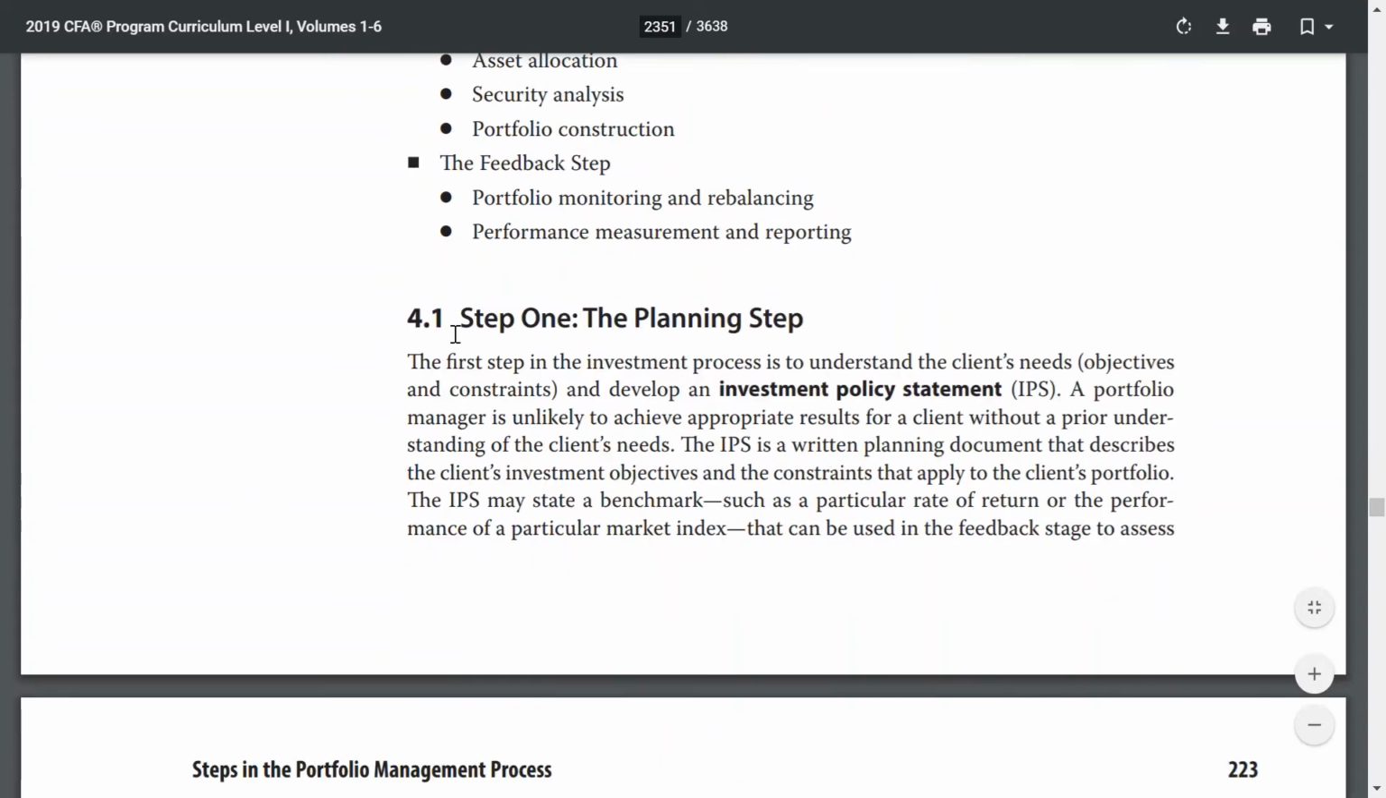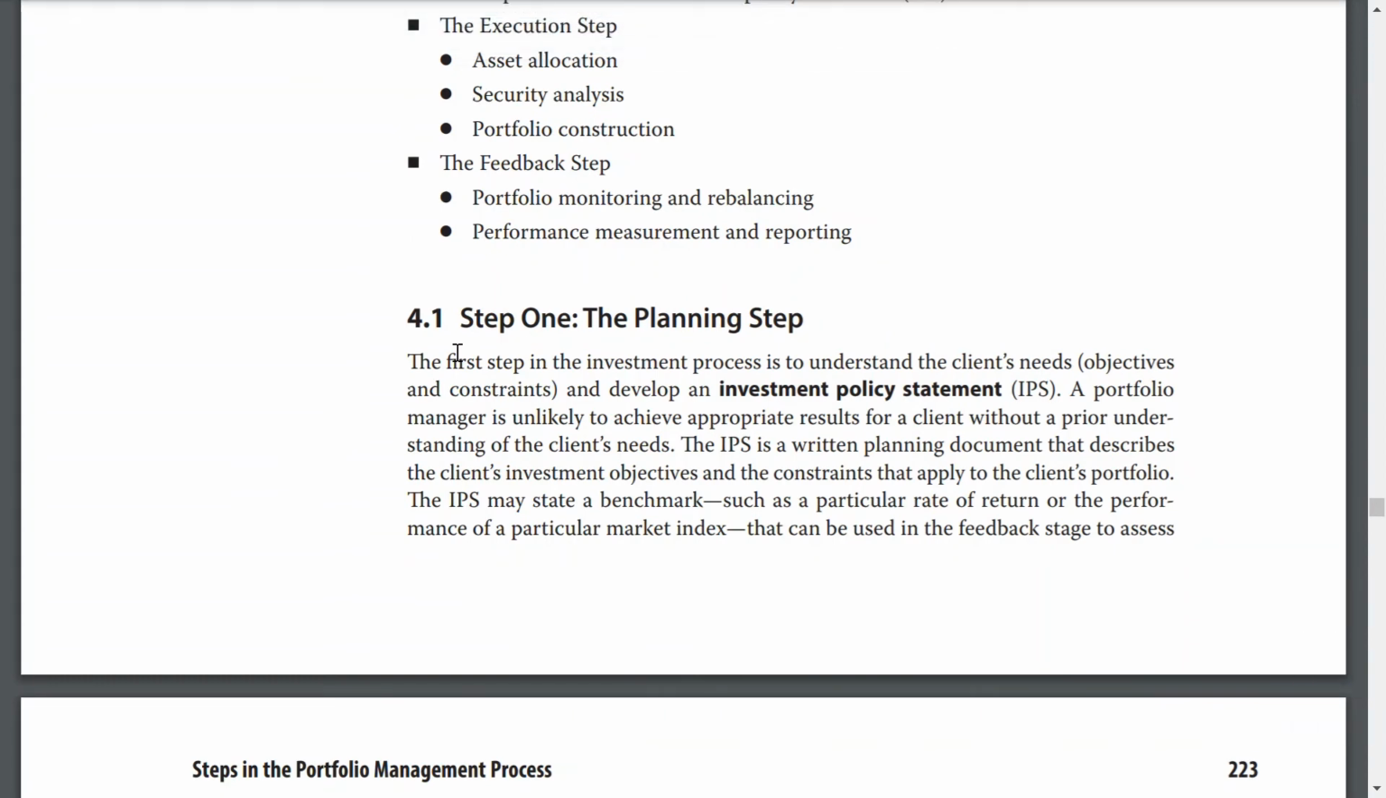Step 1, the planning step. The first step in the investment process is to understand the client's needs and develop an investment policy statement, the IPS. A portfolio manager is unlikely to achieve appropriate results for a client without a prior understanding of the client's needs. The IPS is a written planning document that describes the client's investment objectives and the constraints that apply to the client's portfolio.